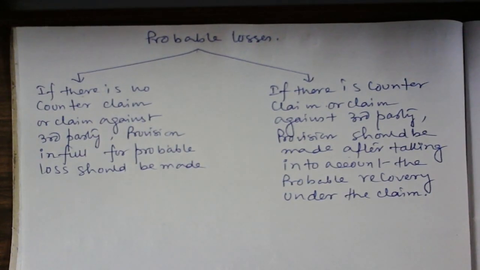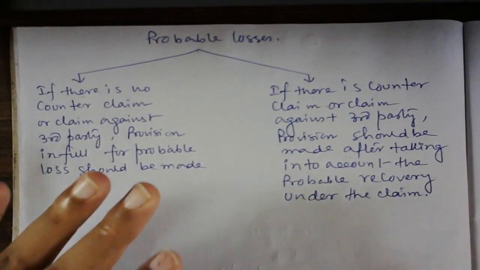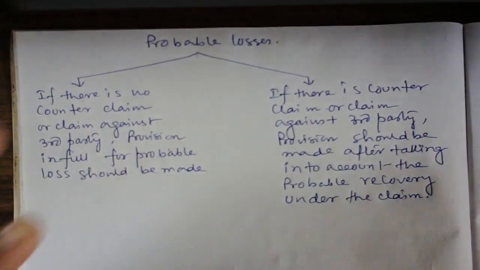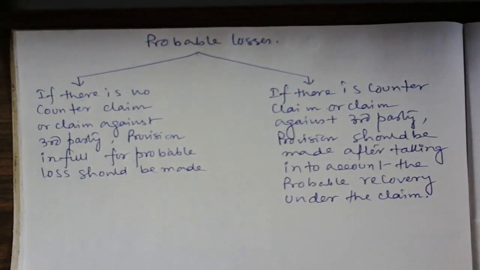So there are two cases of probable losses. One is, if there is no counterclaim or claim against third party. It means you don't have any claim. It means you face losses. Your debtor is unable to repay the money. Correct, guys? Your debtor is unable to repay the money, and you don't have any claim against the third party.